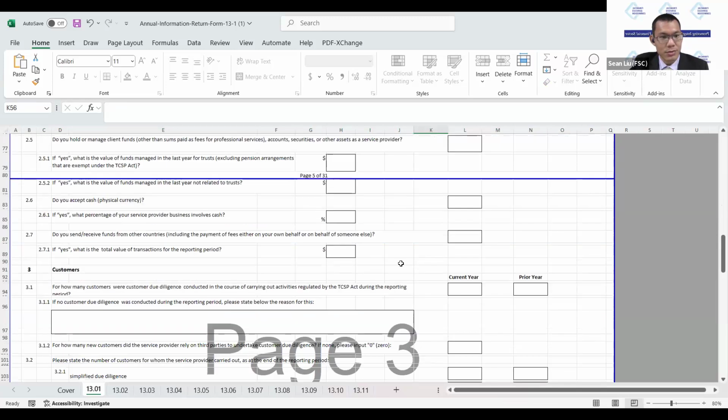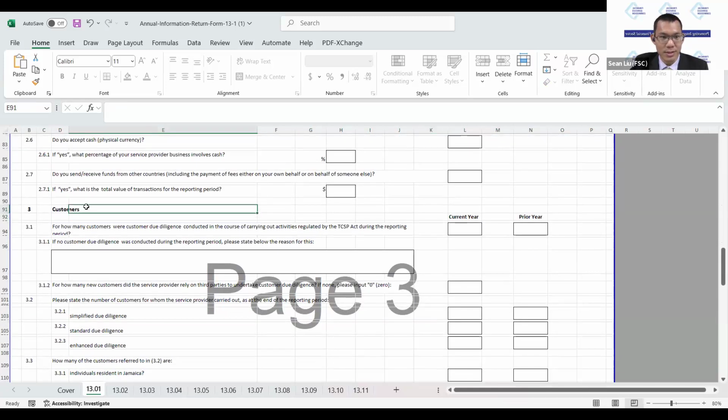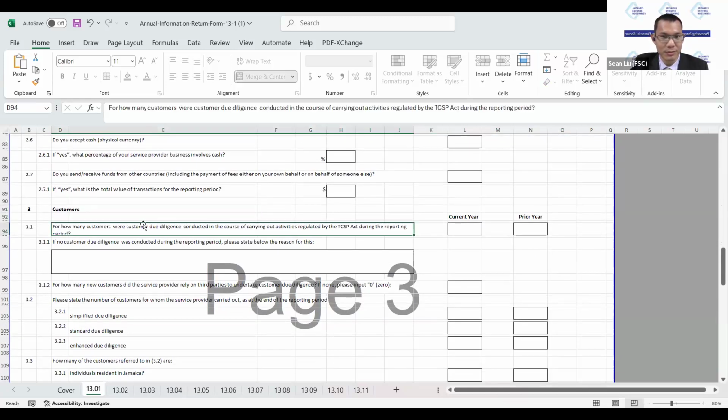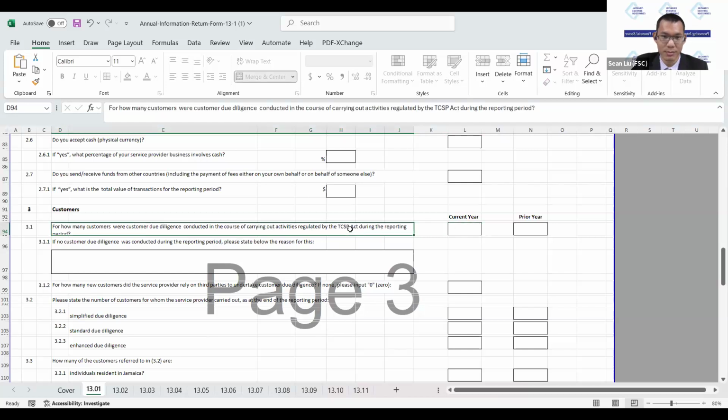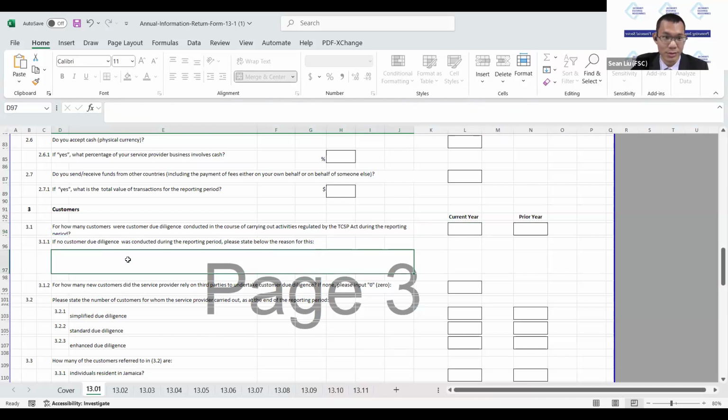Moving on to item 3. As I said before, we will ask some information about your customers. We of course ask whether or not due diligence was carried out, which is a requirement by the TCSP Act. If no due diligence was conducted, we will ask you to state the reason for not doing so in item 3.11.